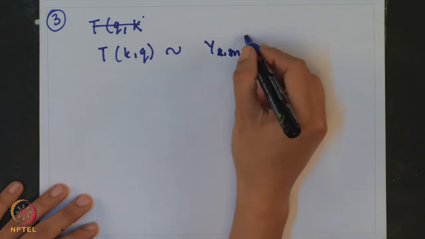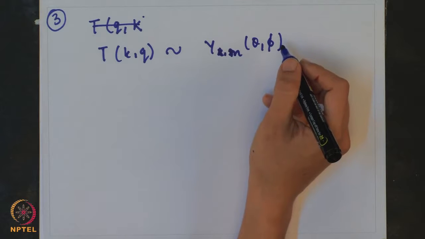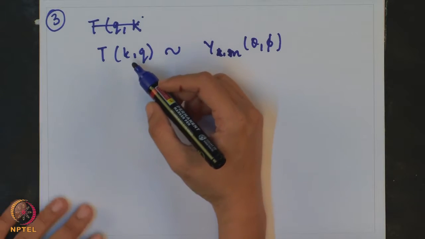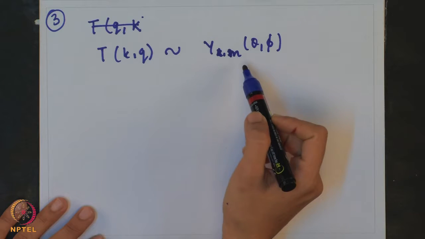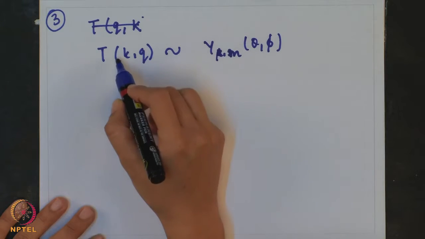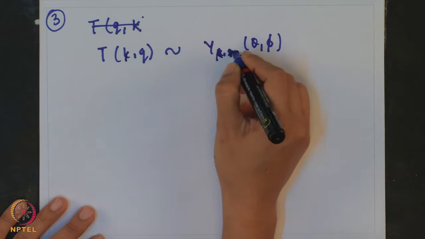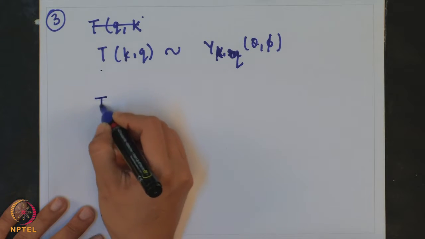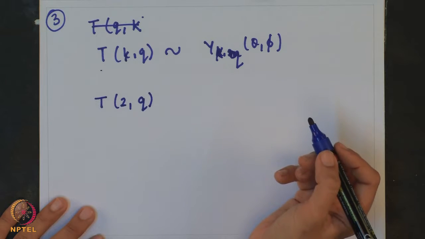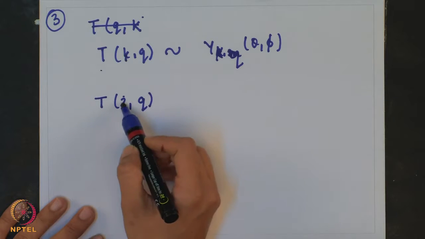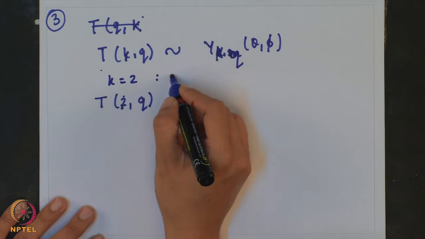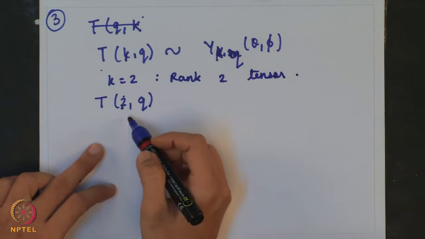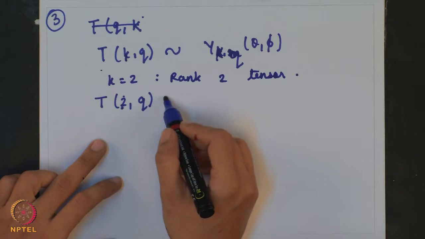Y L, m, theta, phi. I think you all have seen in your regular class that the tensorial notation, or these tensors, can be written in terms of the spherical harmonics. So here, if I write k comma q, theta phi, and this tensor, for example T 2 q, is a rank 2 tensor. When I write k is equal to 2, it implies it is a rank 2 tensor.